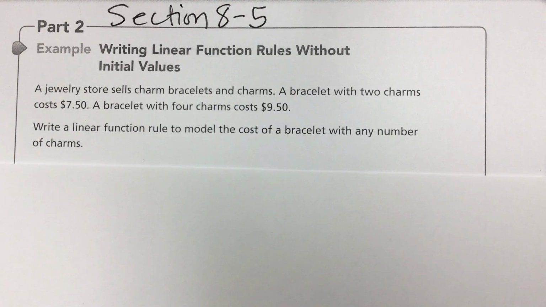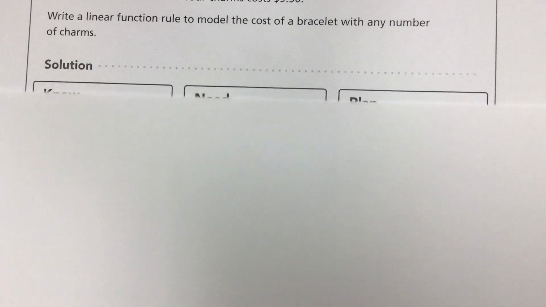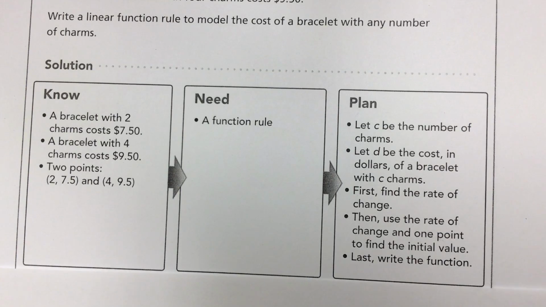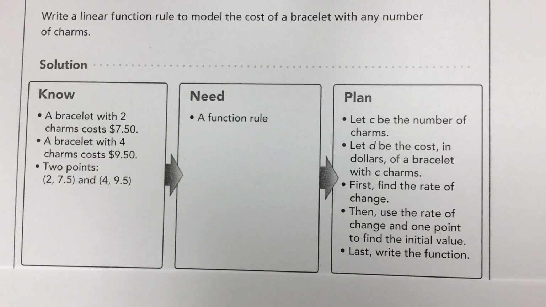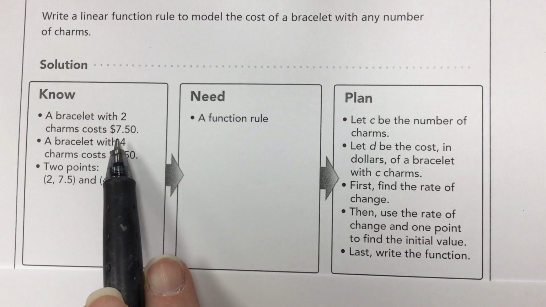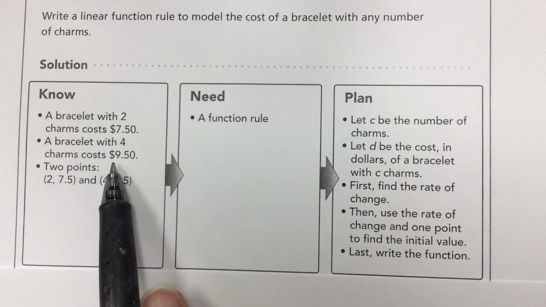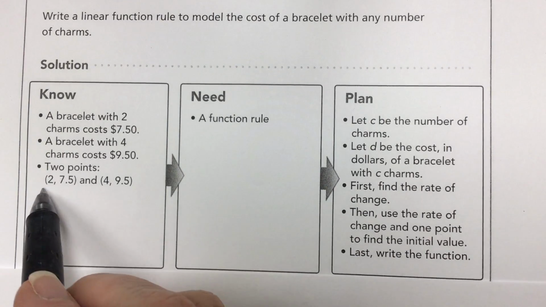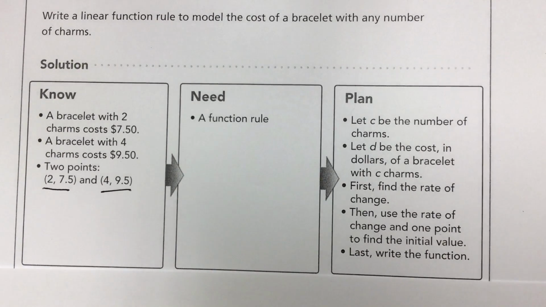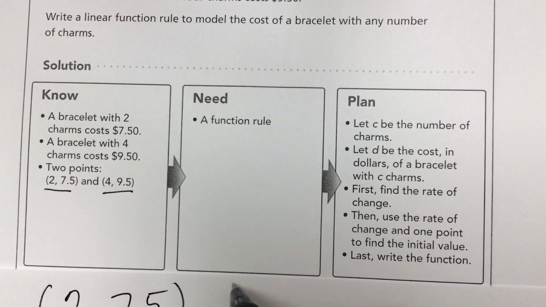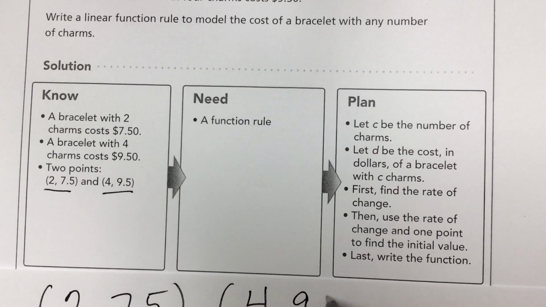Now, let's look at what we know, let's talk about what we need, and let's make a plan. So let's begin looking at our know, need, and plan. What we know is that 2 charms cost $7.50, and a bracelet with 4 charms costs $9.50. That gives me 2 ordered pairs. So I have the point (2, 7.5), and I have the point (4, 9.5).